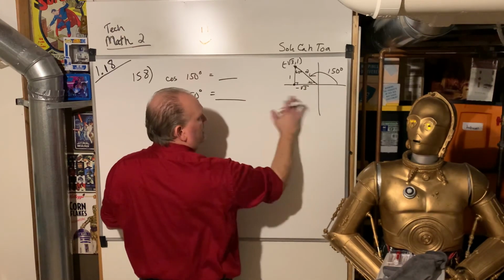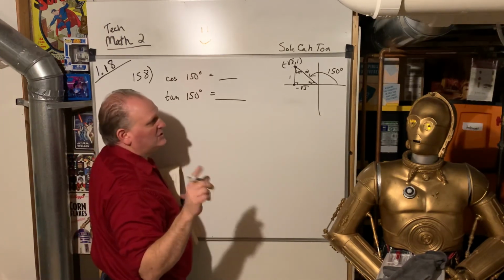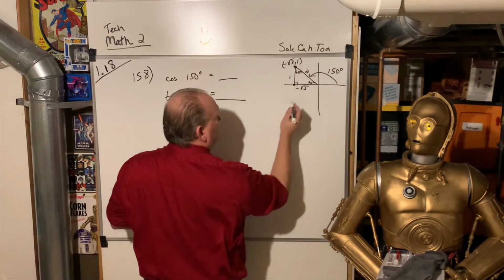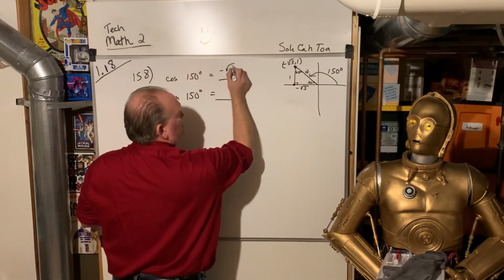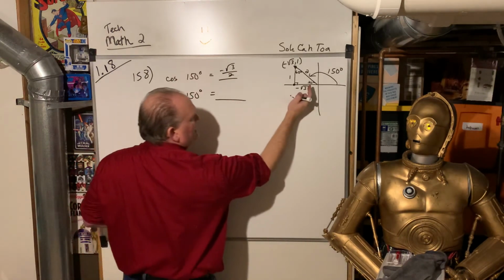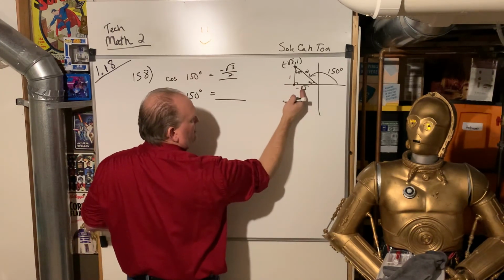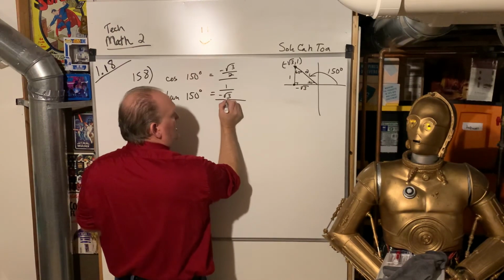All right? And so then, if you want the cosine of 150, the exact cosine of 150 degrees, cosine is adjacent over hypotenuse, so it's negative square root of 3 over 2. If you want the tangent of 150, that is opposite over adjacent, so 1 over negative square root of 3.